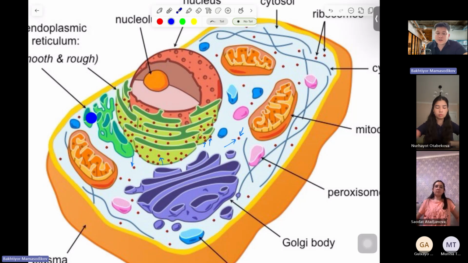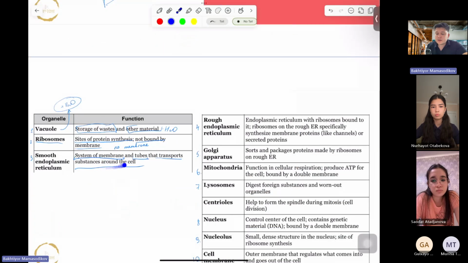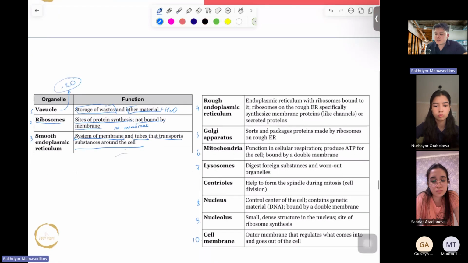So there are tubes and cisternae. There are tubes in the smooth endoplasmic reticulum; you can see them everywhere. Their main function is to transport the proteins or substances around the cell. It's like a logistics center in our body, okay? It's going to deliver the substances. It's written here, they're going to transport the substances around the cell. This is a function of the smooth endoplasmic reticulum. And they're going to synthesize the lipids.